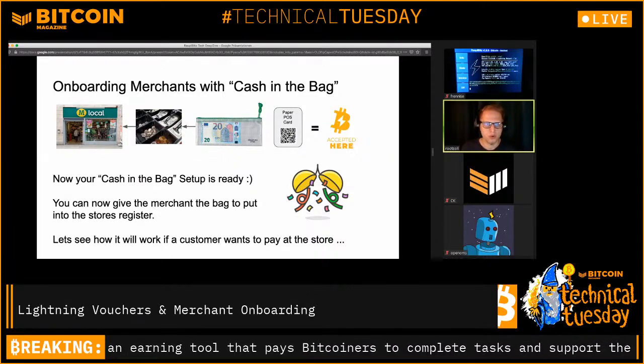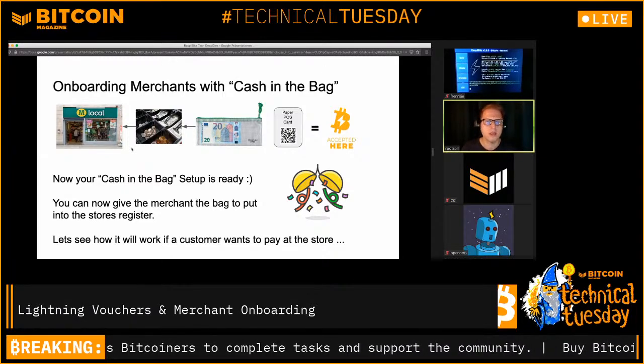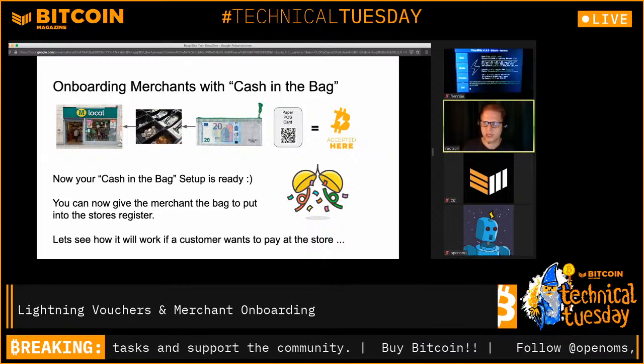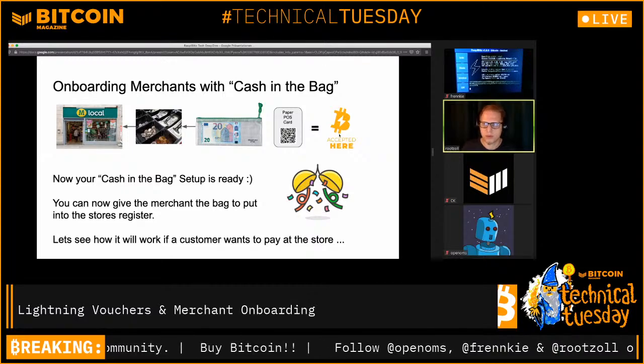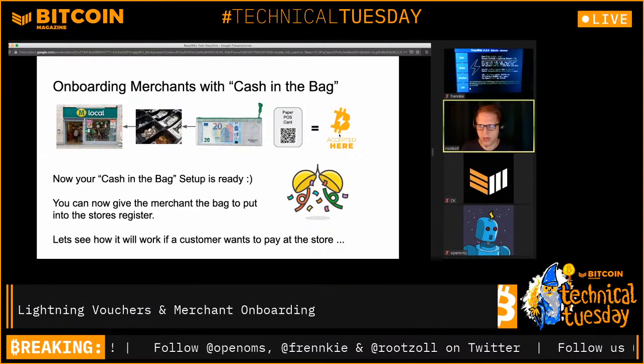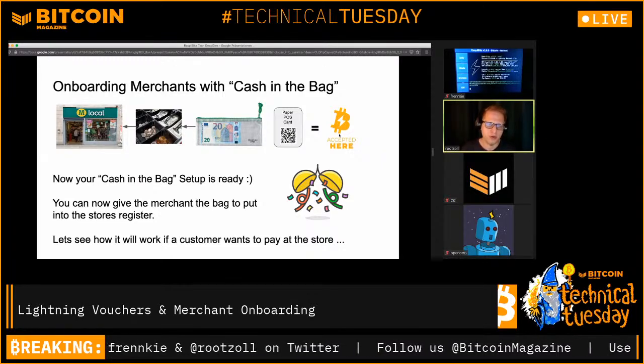Now you go into the local store, talk to your merchant: we want to accept Bitcoin. They have the bag, and they have to put the bag somewhere in their cash register, just lying there. And best would be maybe to put a sticker up front so that people know that you can pay with Bitcoin over Lightning there. So you're now kind of ready.